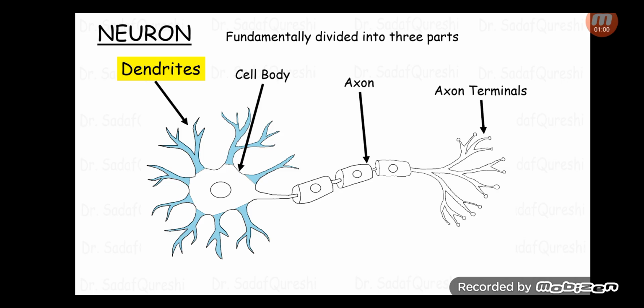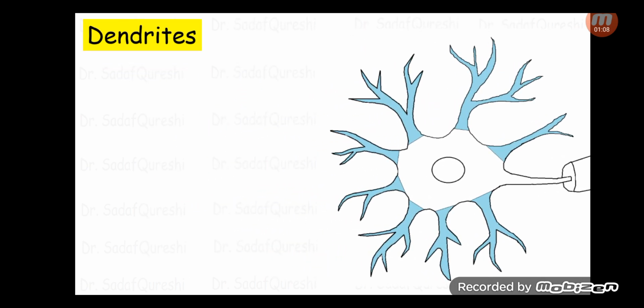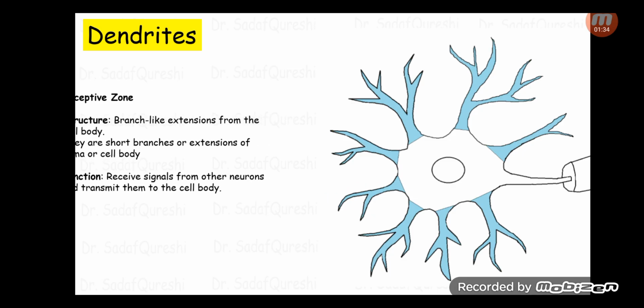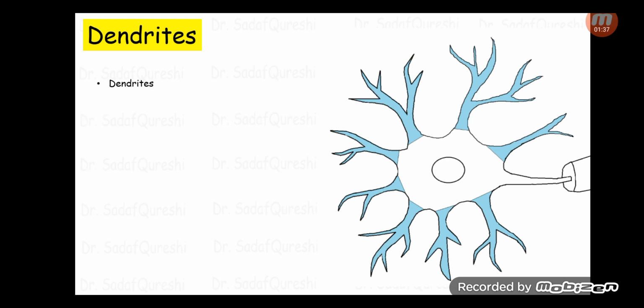As you can see in the diagram, the colored part of the neuron is showing the dendrites. Let's enlarge this diagram and talk about the dendrites. Dendrites are also called the receptive zone, as the information is received there, and the information may be in the form of neurotransmitter in the chemical synapse and electrical signal in the electrical synapse. Structurally, dendrites are short branch-like extensions of the soma or cell body, and their function is to receive signals from other neurons and transmit them to the cell body. That signal will be further transmitted to the axon.